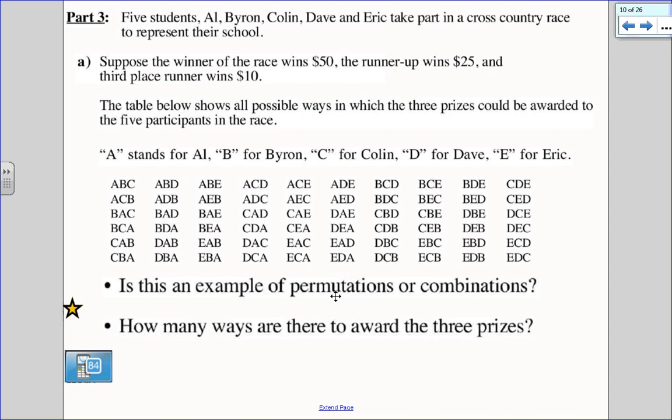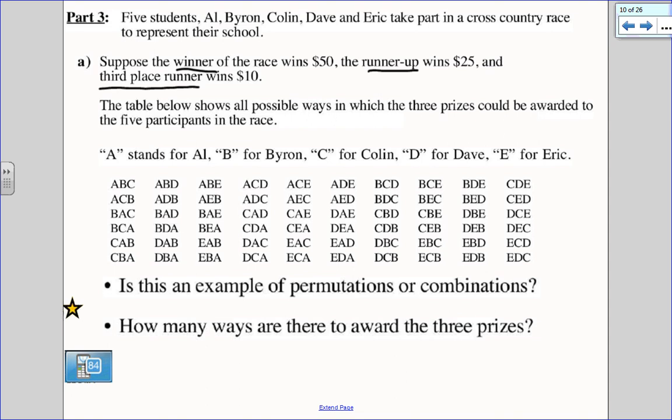So let's look at an example here. So we have 5 different students, A, B, C, D, and E. They're taking part in a cross-country race to represent their school. Now let's say that the winner of the race receives $50, the runner-up receives $25, and the third place wins $10. So we're going to look at all the different ways we could award 3 prizes to 5 participants.